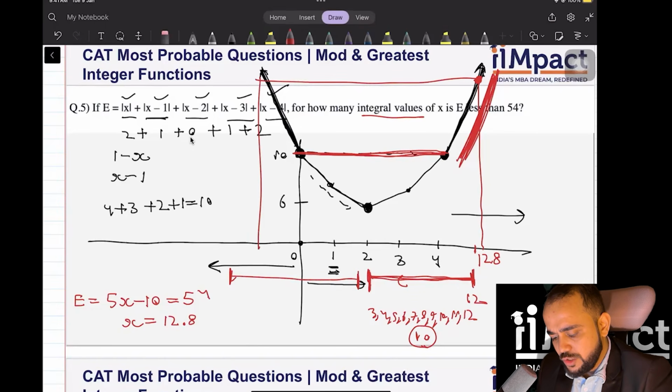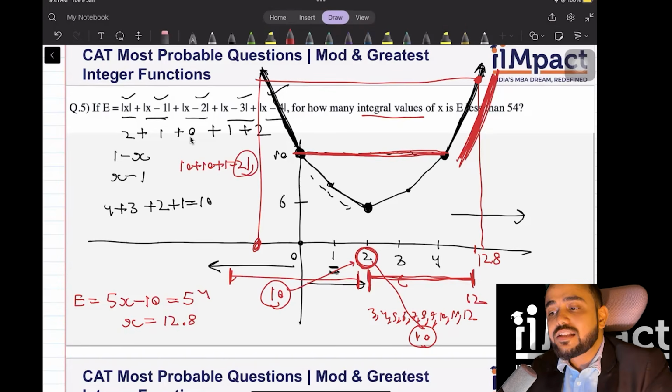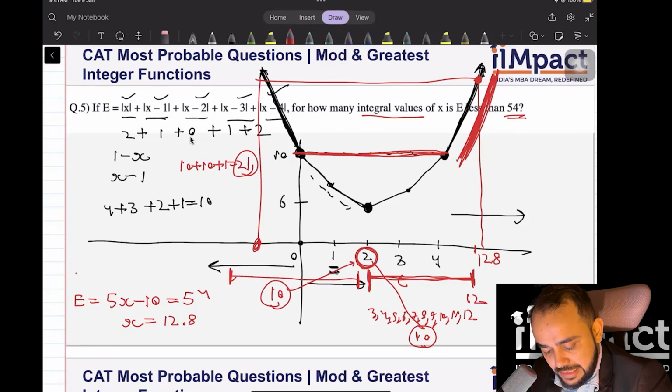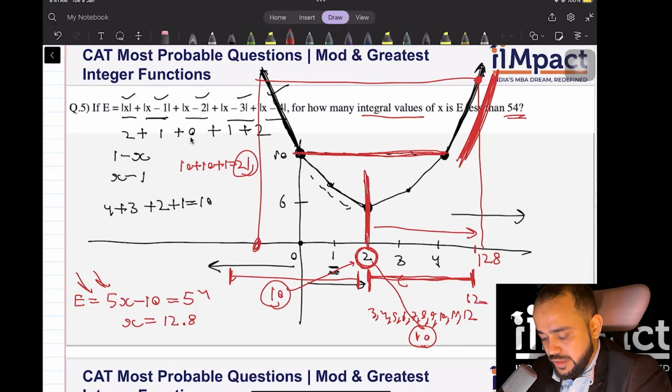Whatever this value is, I don't need to find it. I know that I will get 10 integers here, and you will have 2 also in your answer. So you will have 10 plus 10 plus 1, that is 21 integers as your answer. While explaining, it seems like a lot is happening, but if you realize that the number 54 is too high, this really becomes a very fast question. You can directly start from here, knowing that it is symmetrical around 2. So you will find the number of points on this side, double them and then add for 2. So your answer is 21 for question number 5.